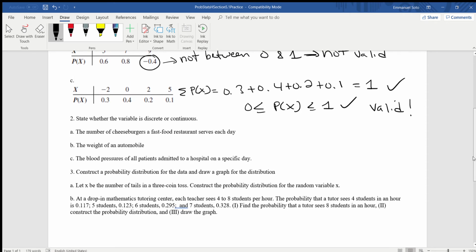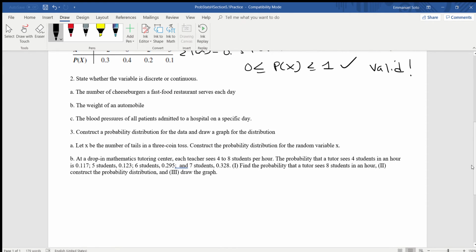Alright, so for number 2, state whether the variable is discrete or continuous. So the number of cheeseburgers a fast food restaurant serves each day. So this is the number of cheeseburgers, so that means that we're looking at something that's counted. Alright, so this is clearly going to be a discrete variable. Alright, the weight of an automobile. This is something that is measured, so therefore this would be expected to be continuous. You can take on decimal values. The blood pressure, that's also measured. Alright, so therefore that would also be continuous.